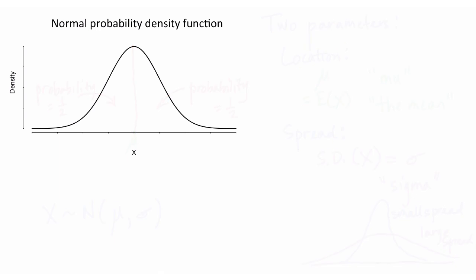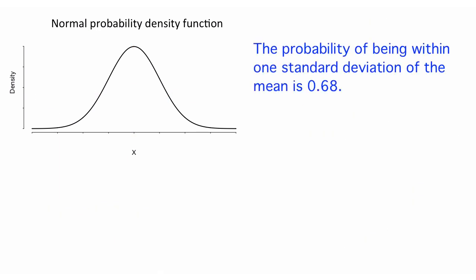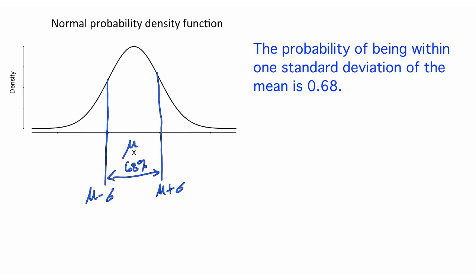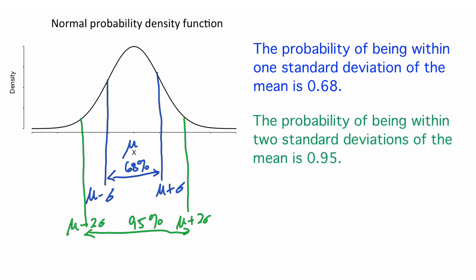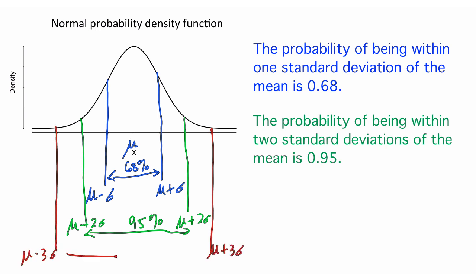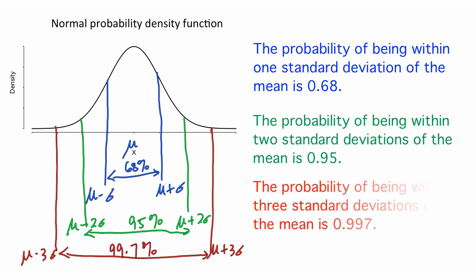For a random variable with a normal distribution, about 68% of the probability is within one standard deviation of the mean. So this middle area from the mean minus one standard deviation to the mean plus one standard deviation is 0.68. If we extend this to two standard deviations from the mean, we cover 95% of the area, so the probability of being within two standard deviations of the mean is 0.95. And going out 3 standard deviations from the mean covers 99.7% of the area, almost all of it.